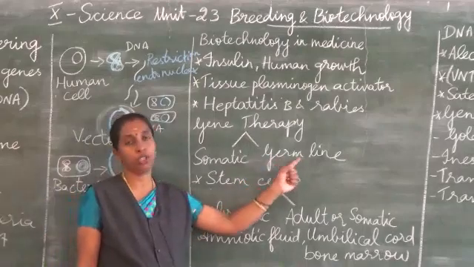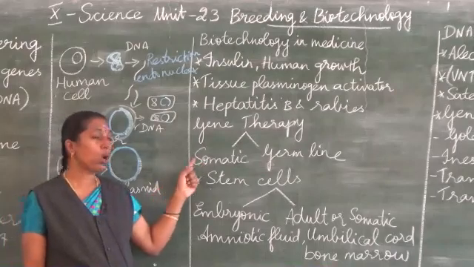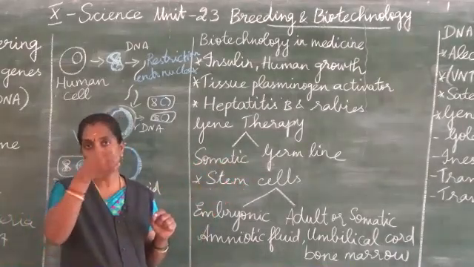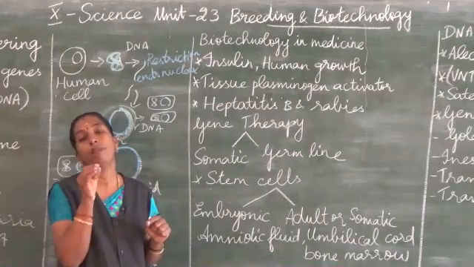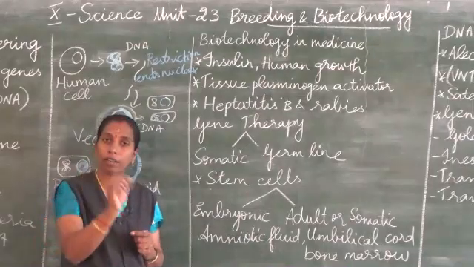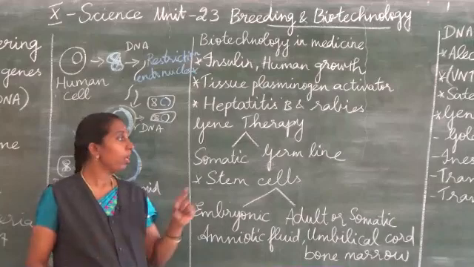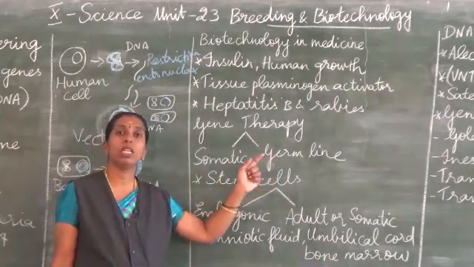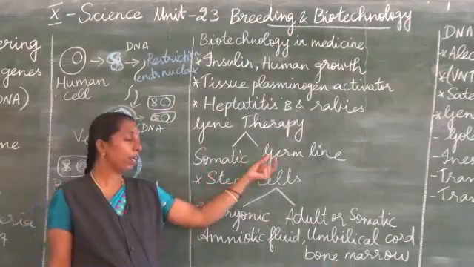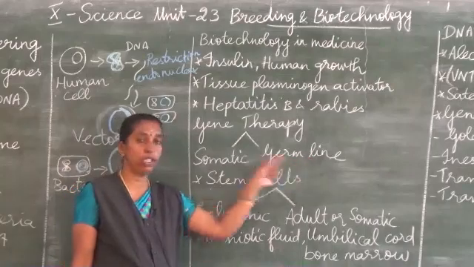and germline gene therapy. Somatic gene therapy is also called body cells gene therapy. In the body cells, wherever there is any disability, the defective gene can be replaced and the disease can be cured. In germline gene therapy, in germinal cells, that is in sperms and eggs, the particular gene is replaced, and that is called germline gene therapy.